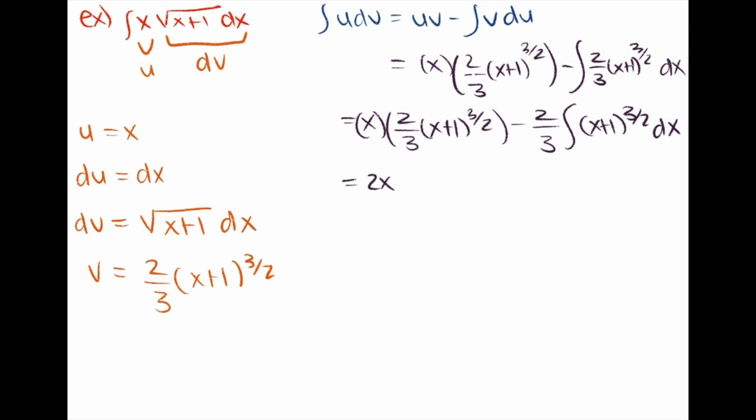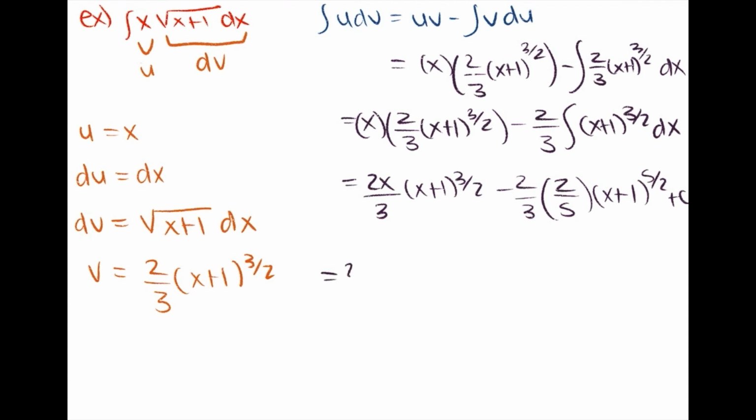So this can just be 2x over 3 times x plus 1 to the 3 over 2, minus 2 over 3, and when I solve this using u substitution, I will get x plus 1 to the power of 5 over 2, plus some constant. And I can just simplify my answer: 2x over 3 times x plus 1 to the 3 over 2, minus 4 over 15 times x plus 1 to the 5 over 2, plus my constant. And so that now is my final answer.